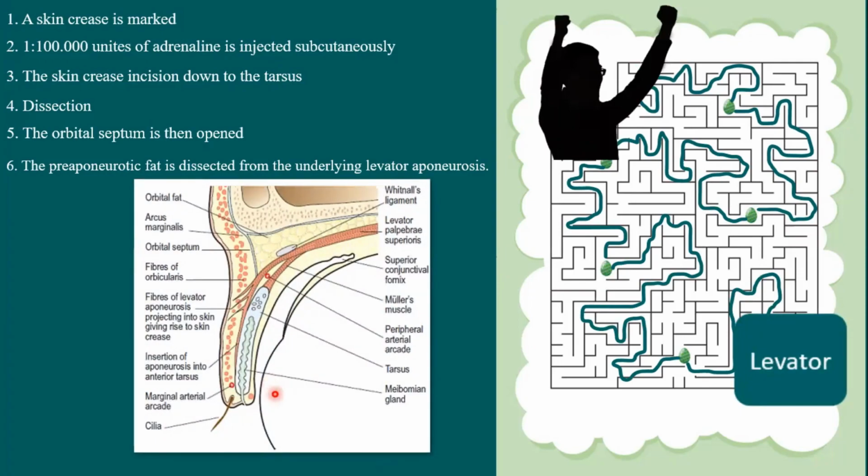And you can appreciate the steps if you look at this diagram. I brought this diagram because here, this is the fat and this is the orbital septum. You open this orbital septum in order to access the levator aponeurosis, which is behind the orbital fat here. But again, usually they don't ask about the steps, they usually ask about the complications.